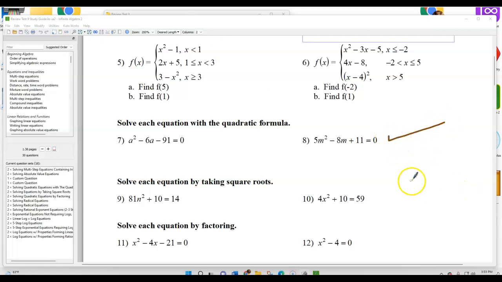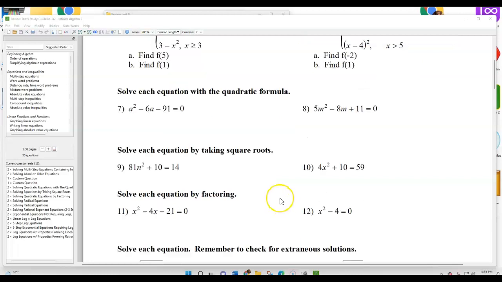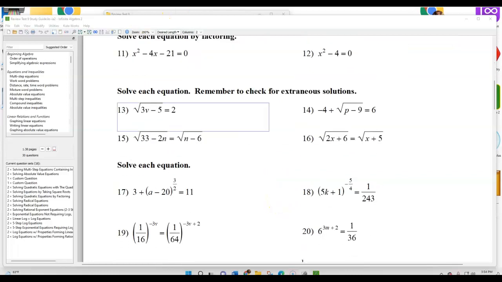Like here's some quadratics. We'll review how to solve quadratics using a variety of strategies. We'll also review how to solve square root functions and functions with weird looking exponents like that. And also exponential functions where the variable is in the power spot.